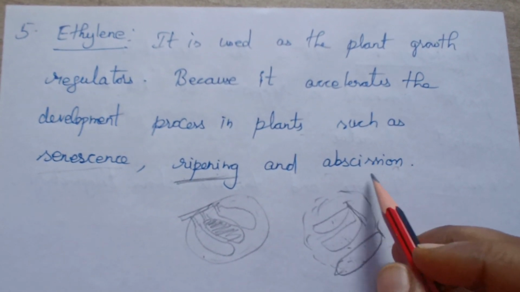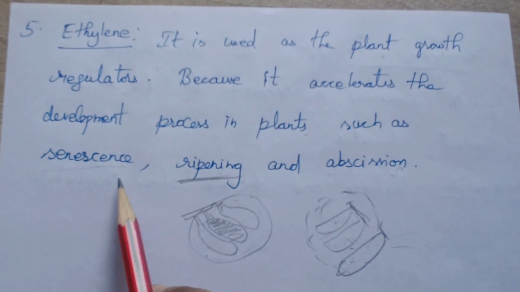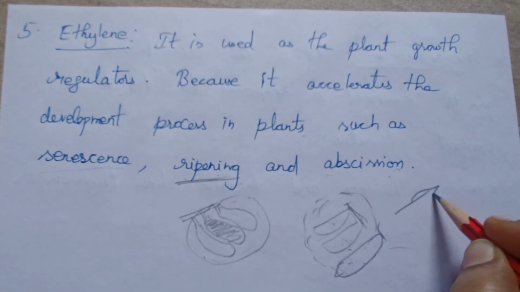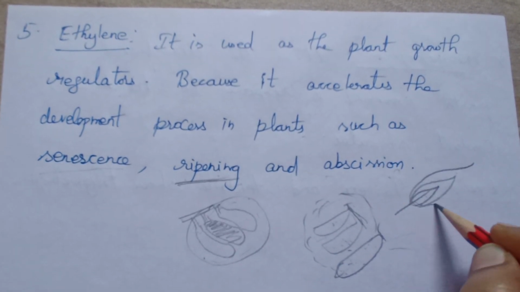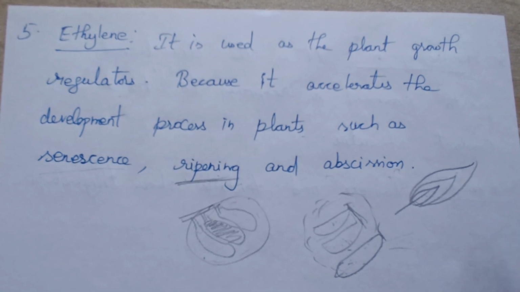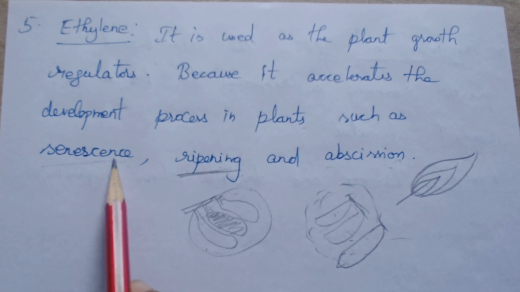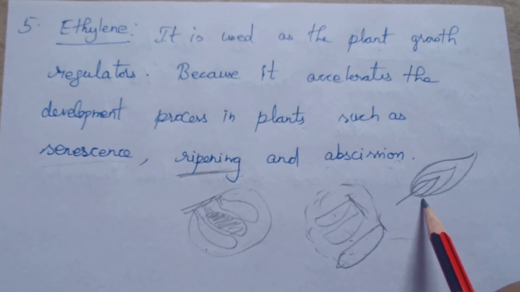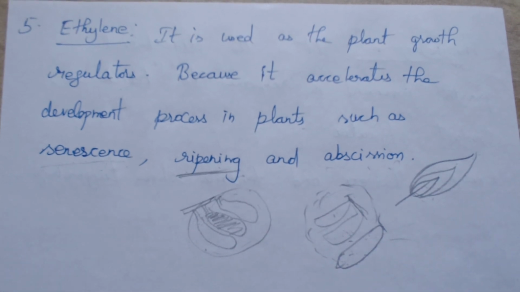And also it helps in the abscission of the leaf. And in senescence, the plant will not grow further. For example, in the first stage the leaf will be like this, and next it will grow like this. At one stage it will stop growing. After that it will not grow. This is also regulated by ethylene gas. That is senescence, attaining the final stage of the leaf. Senescence, ripening of the fruit, abscission, everything is controlled by the ethylene hormone.